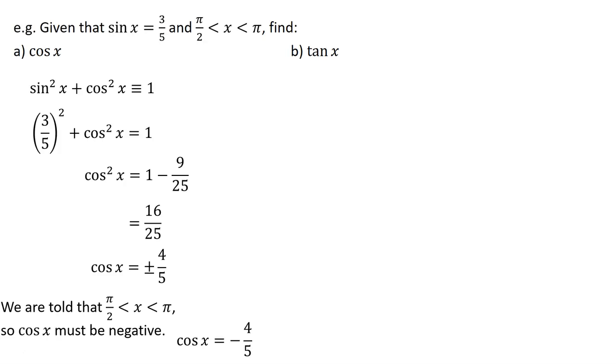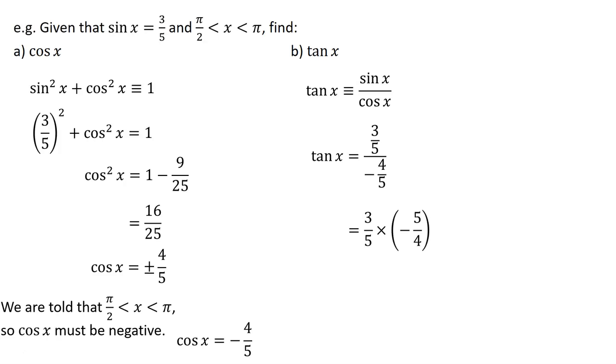To find tan x, we remember that tan x is identical to sine x over cos x. I know what sine x and cos x are, so I can substitute them in, calculate, and simplify.